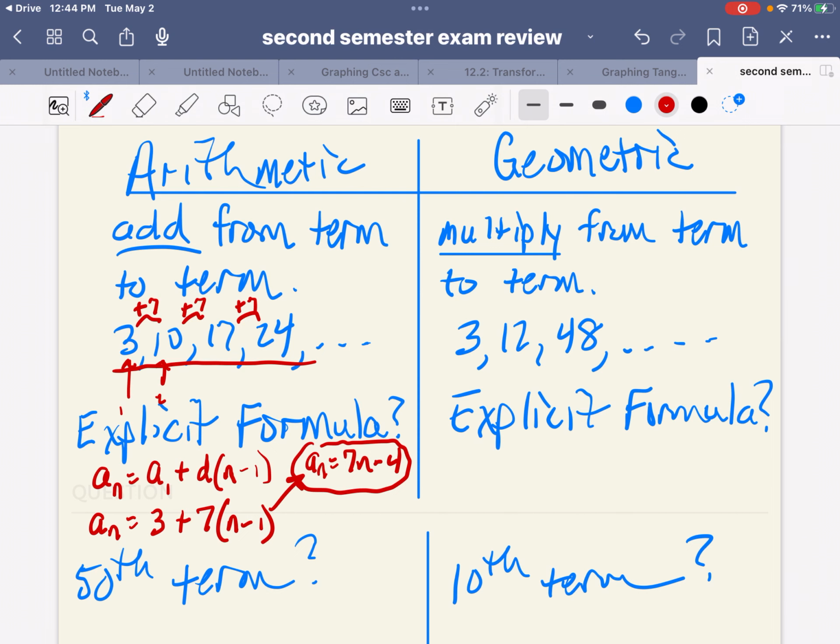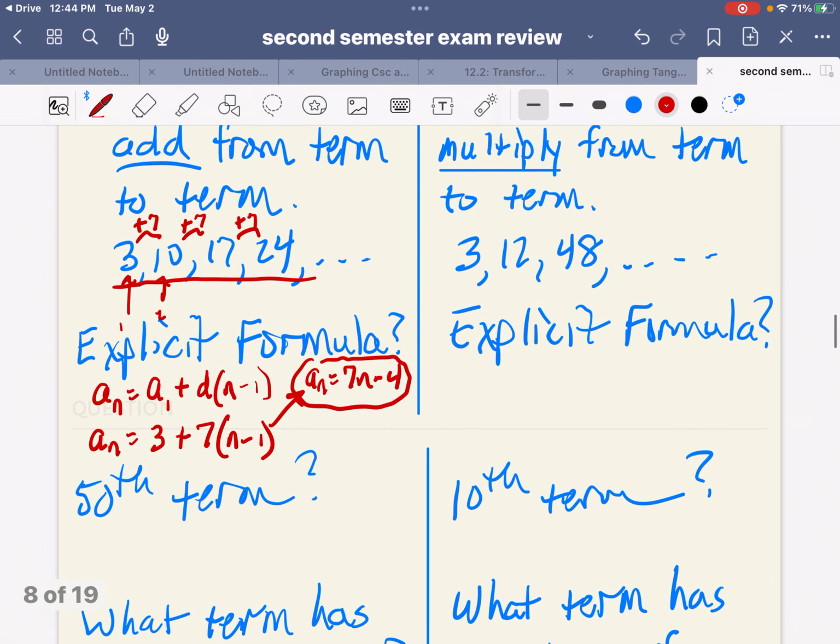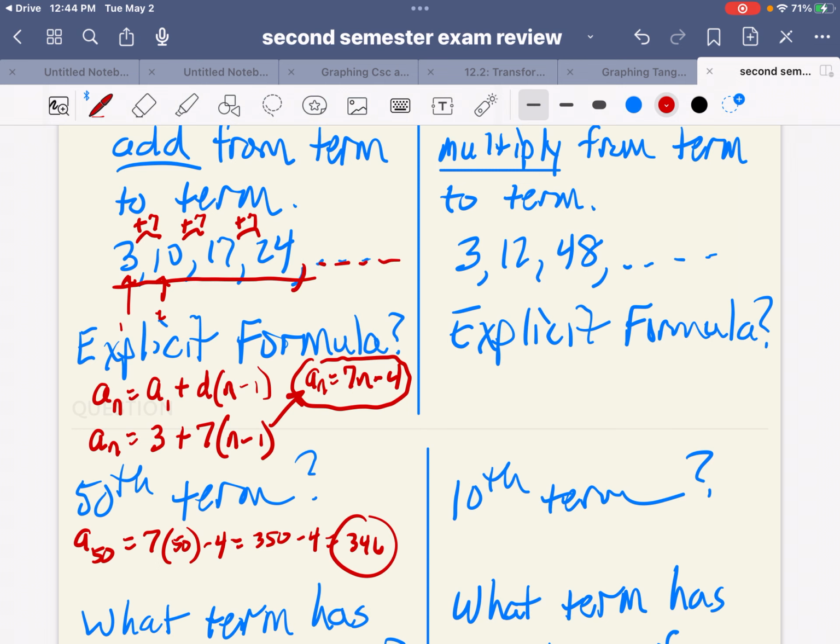Find the 50th term of that sequence. Well, now that we know its formula, a sub 50, the 50th term, is 7 times 50 minus 4, that's 350 minus 4, and that's 346. The 50th term of this sequence, if it kept going and going, would be 346.